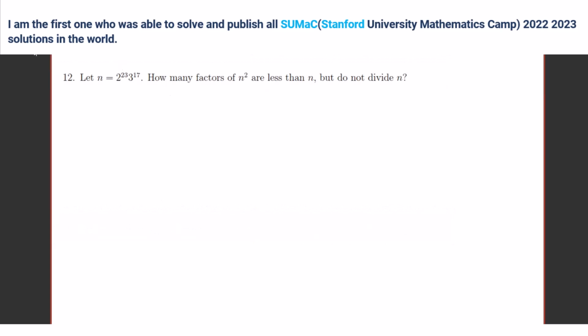It says let n equal this. How many factors of n squared are less than n, but don't divide n? How many factors of n squared? So can you tell me what n squared is? 2 raised to 46, 3 raised to 34.